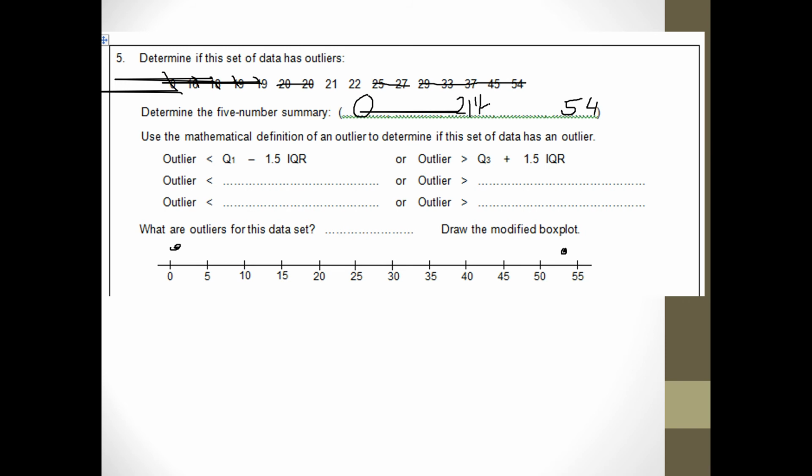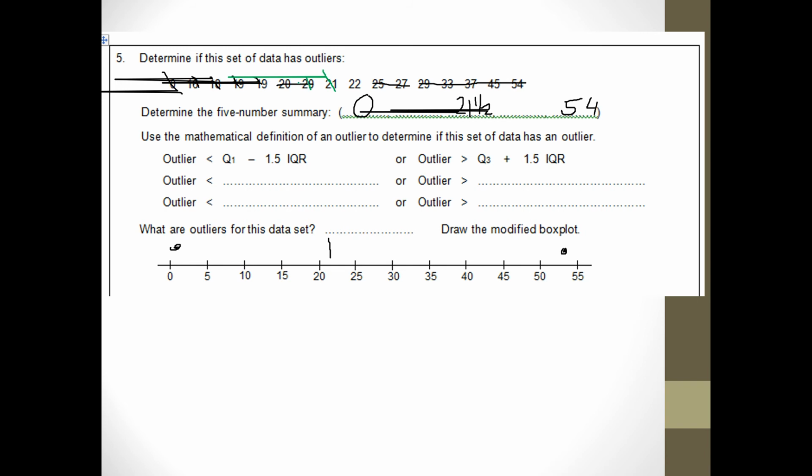$21 and a half. So then I'm going to come down here and put a line at 21 and a half, and I'm just going to kind of estimate where that is. And now I need to go and find the Q1. So if I'm looking for my Q1, we're going to start with this 21 and cross it off.